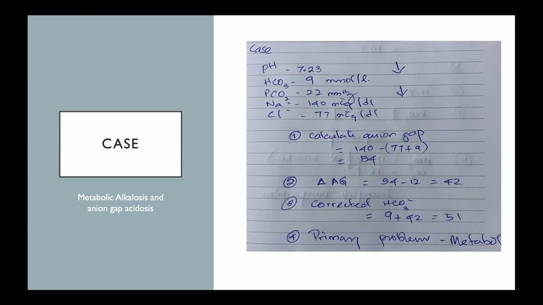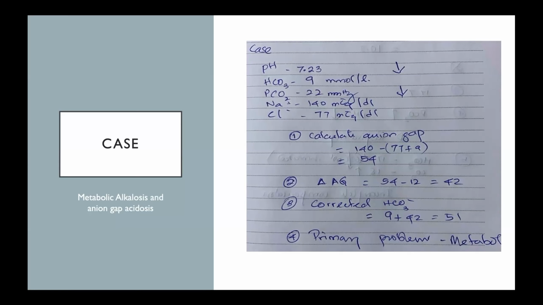So what is the delta anion gap? It is 42. When you add this to the corrected bicarbonate, 42 plus 9, the bicarbonate level is 51. The normal level is 24, and 51 was the original bicarbonate level. That is something wrong. So the patient must have had metabolic alkalosis to start with, not only the anion gap acidosis. The patient had metabolic alkalosis.